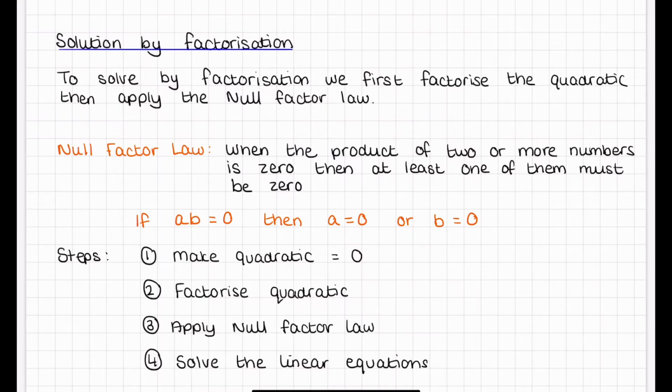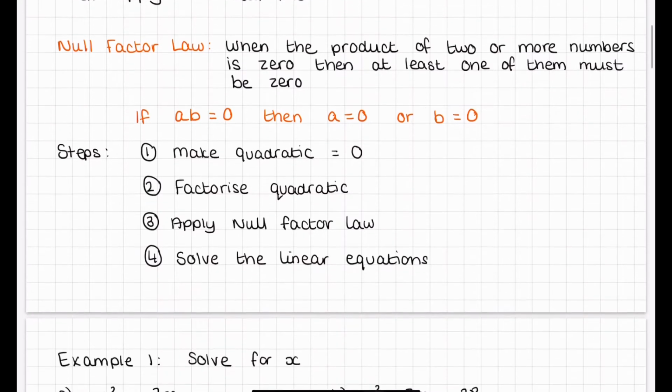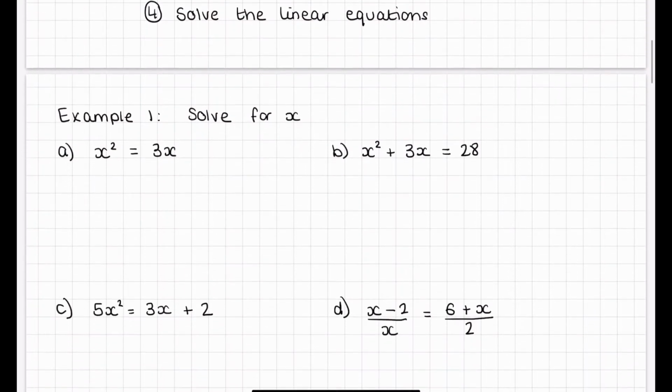Some steps for solving by factorisation. Firstly, we've got to make sure the quadratic equals 0. Then we factorise the quadratic. Then we apply the null factor law, and then we solve the linear equations we're left with. We just have a few examples.